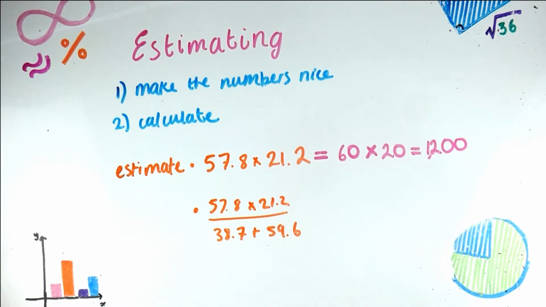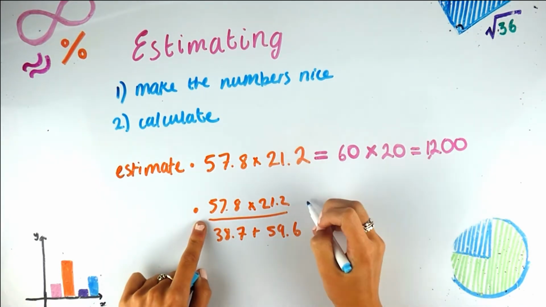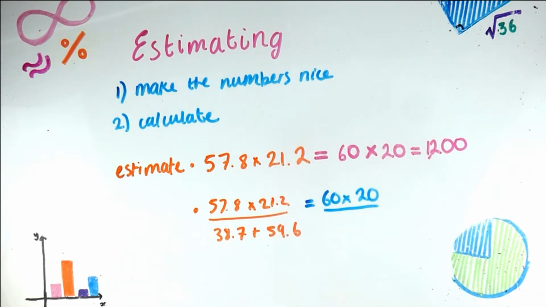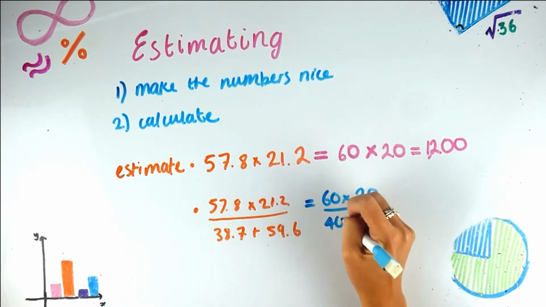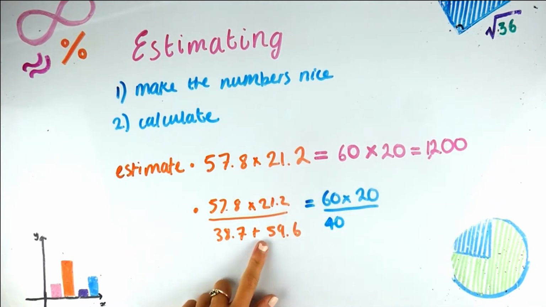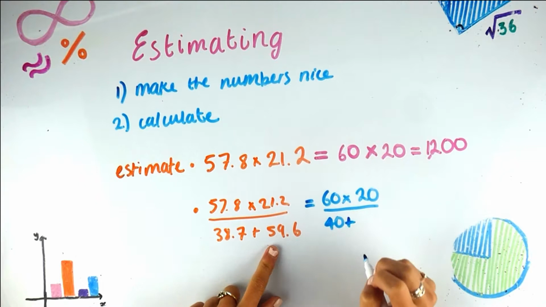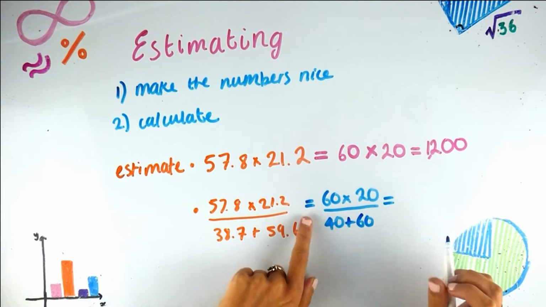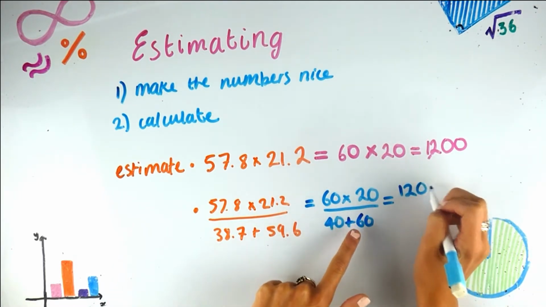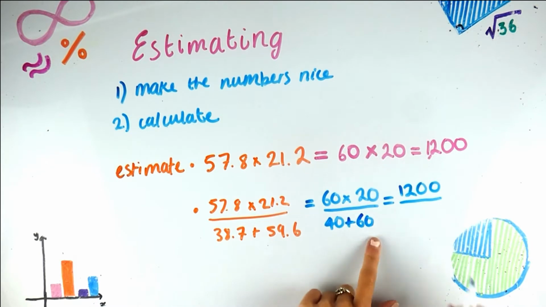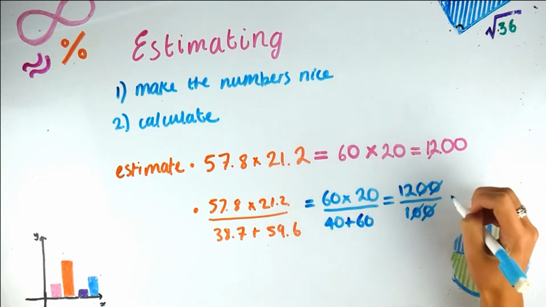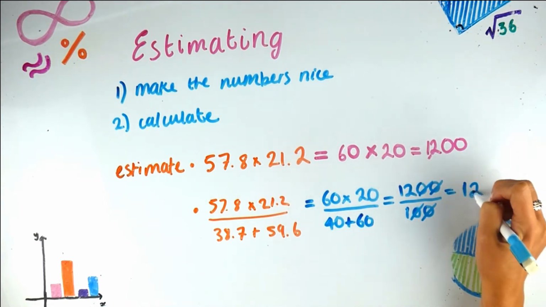Okay, let's do the next one. As we can see, this top numerator is exactly the same, so I'm going to do these numbers as 60 and 20 again. Divided by, and then what do we have here? 38.7. That's just 40. Having a lazy day, I'm going to call that 40. Plus 59.6, that's basically 60. We already know that answer because we just worked it out, but I do 6 times 2, which is 12, and 2 zeros. Divided by 60 plus 40, that is 100. I can cancel these zeros, so we get 12 over 1, so our answer is 12.